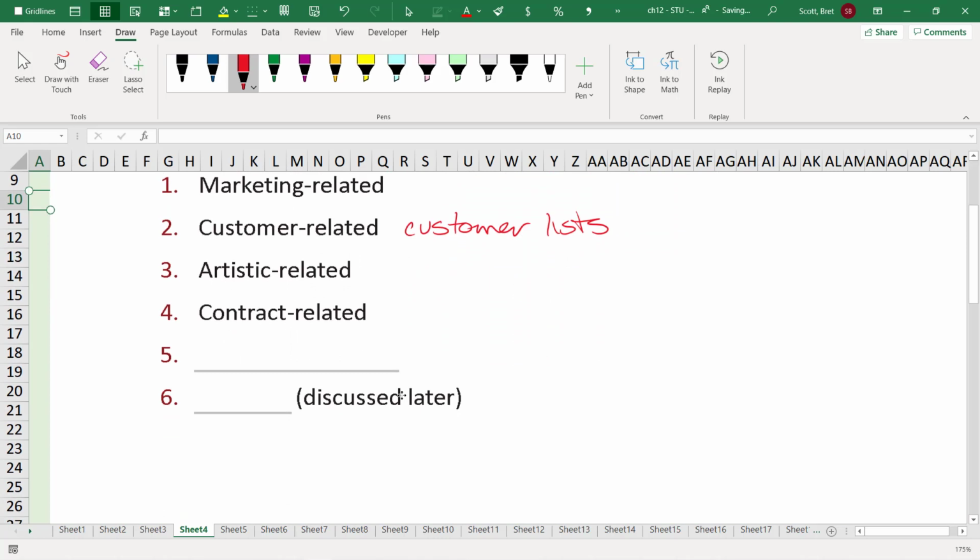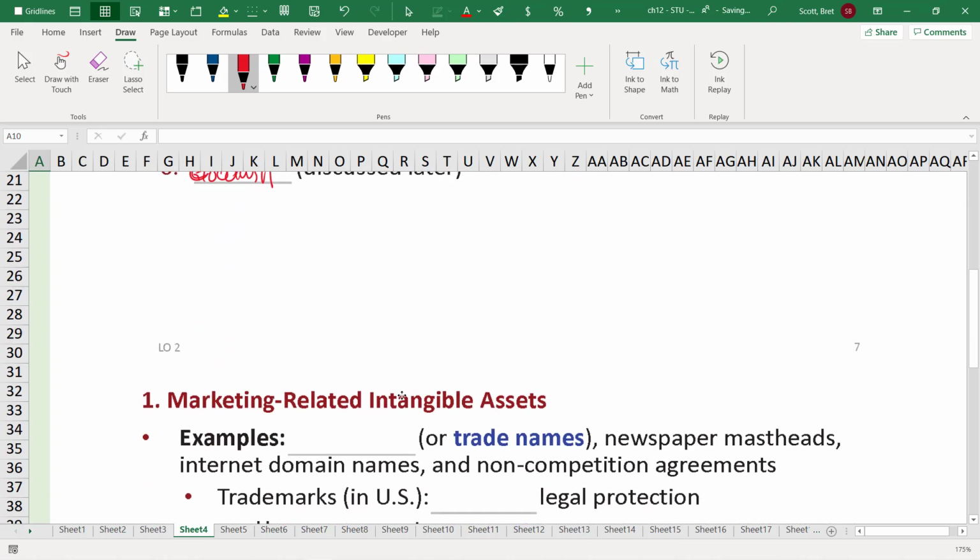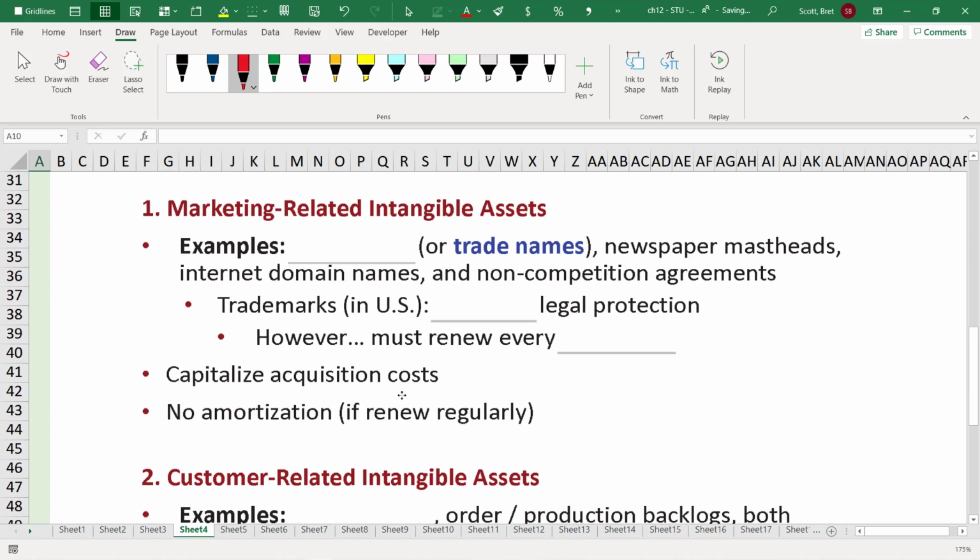Artistic related, contract related. We'll talk about some of the bigger ones, technology related. When I say technology, I don't necessarily mean computer components or silicon chips. I mean technology, a new way of doing things. And then, as we talked about before, there's also goodwill. Goodwill has its own sort of little nuance we have to deal with. So we're going to go through some of these in detail here, just really quickly, though.